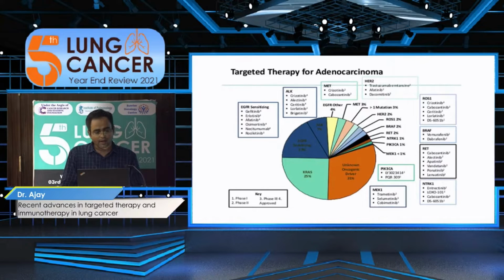In addition to EGFR and ALK, we have drugs for almost 8 to 10 mutations. For MET and ROS, there is again crizotinib or ceritinib. For HER2, we have trastuzumab and afatinib. Similarly, for MEK inhibitors we have trametinib, for NTRK we have larotrectinib and entrectinib, and for RET mutation we have capmatinib and selpercatinib.